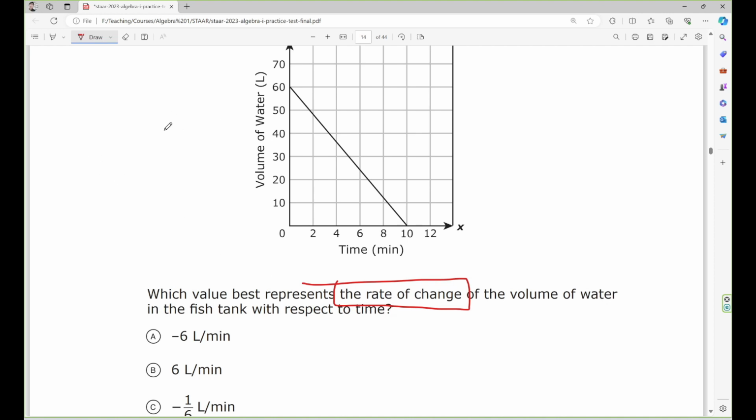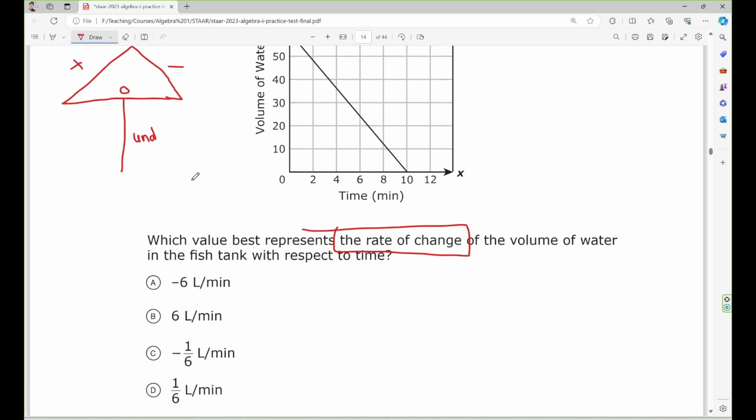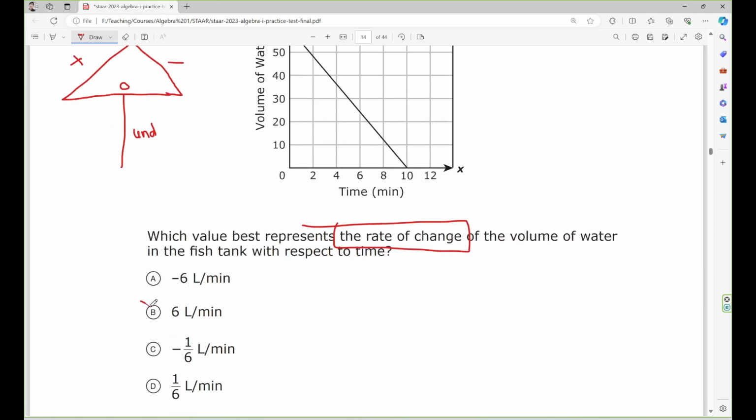Okay, now here's the trick. Christmas tree trick. The graph going up, the slope is positive. The graph going down, the slope is negative. The horizontal line, slope equals 0. The vertical line, the slope is undefined. Alright, you see that the graph is going down, so it should be negative. So you need to eliminate B and D.